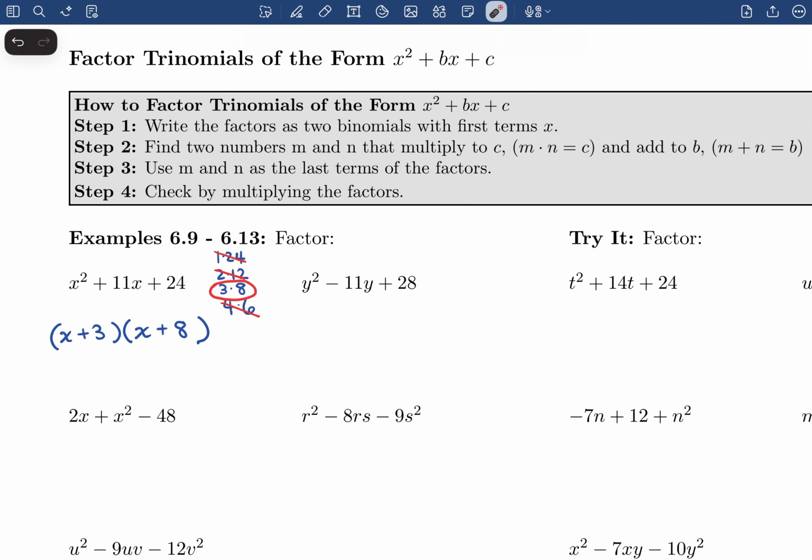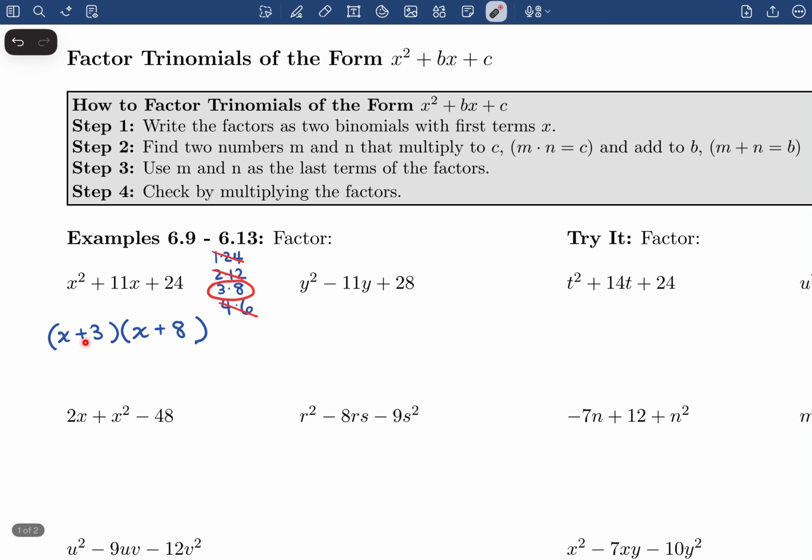Now it doesn't matter in this case where I put it. I could have put 8 here and 3 here, right? It doesn't matter where I put these in this case because they're just the terms that go with x. And so there we go.